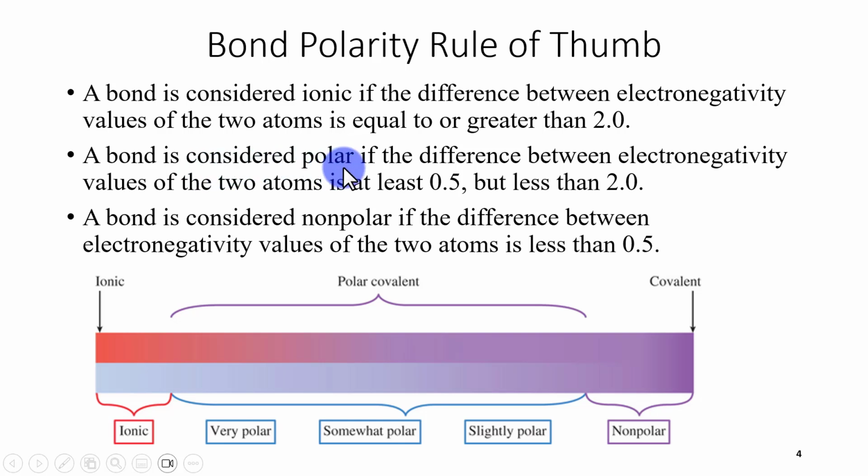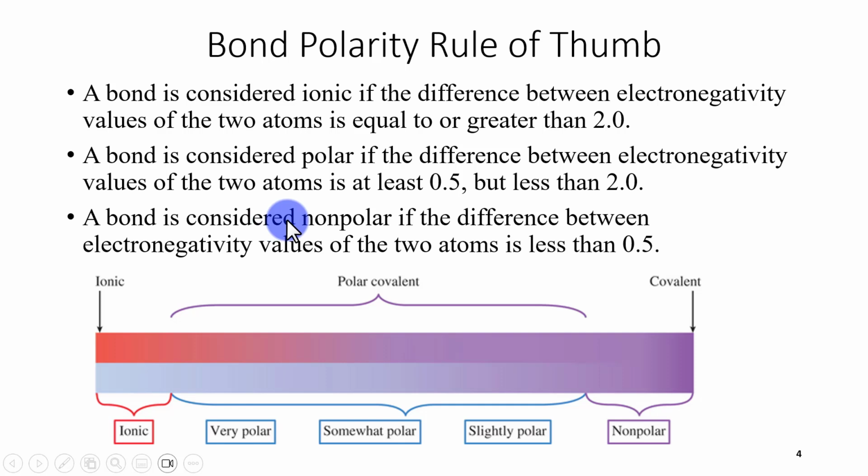A bond is considered polar if the electronegativity difference is at least 0.5 but less than 2.0. So between 0.5 and 1.999. So you can see how large of a range that is. Now, if it's close to 0.5, that's going to be considered slightly polar. But if it is almost 2, or 1.8 or 1.9, then it is very polar. So those are the 2 ends of the polar covalent spectrum.